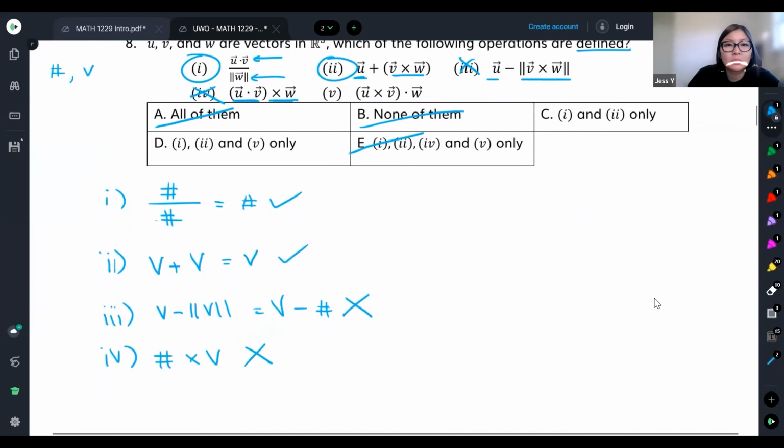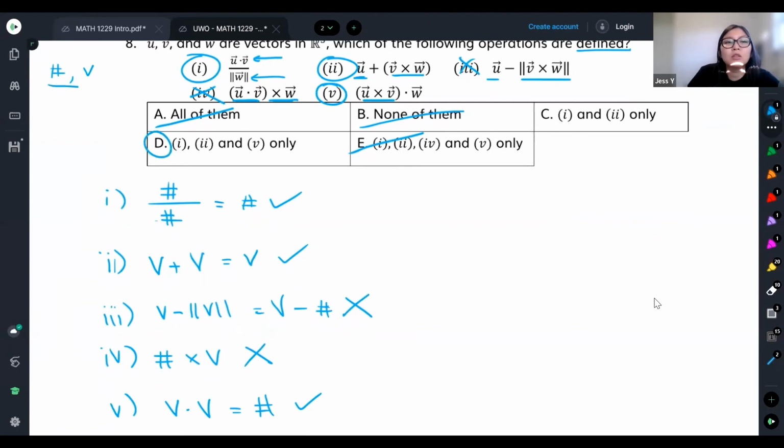Let's check the last one, number 5. We have u cross v. Cross product is a vector. Dot product with w, which is a vector. Can we do vector dot vector? What do we get? We get a number. So this is allowed. This is defined. So my answer is 1, 2, and 5 are defined. So the answer is D.